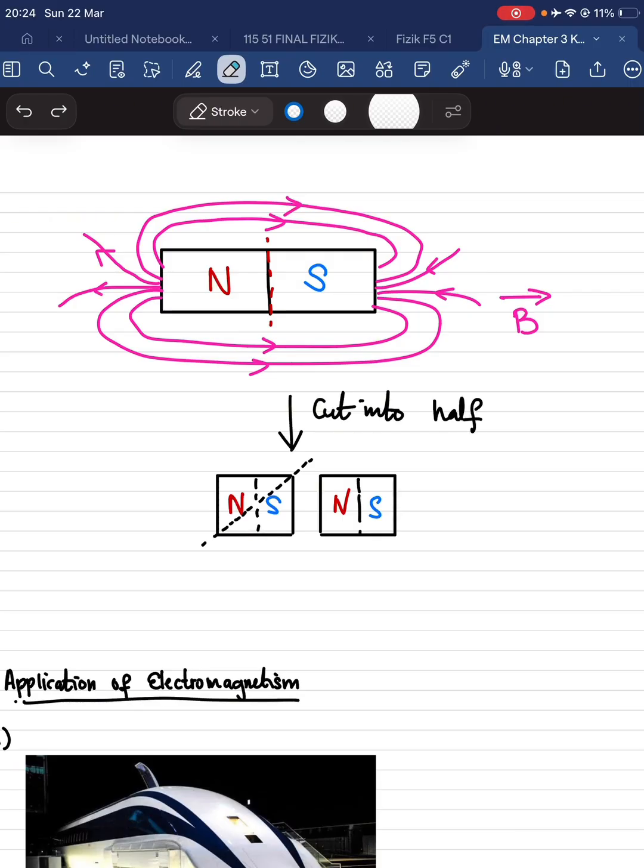Monopole means individual poles. For charges we have monopoles, which means the positive individually and negative individually. But for magnets, we cannot have a magnet which only has one pole. No. So the north pole and south pole must coexist, which means that they exist as a pair, right?